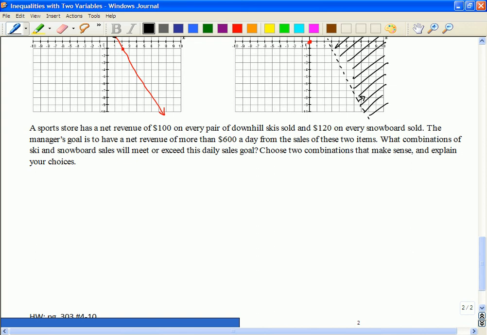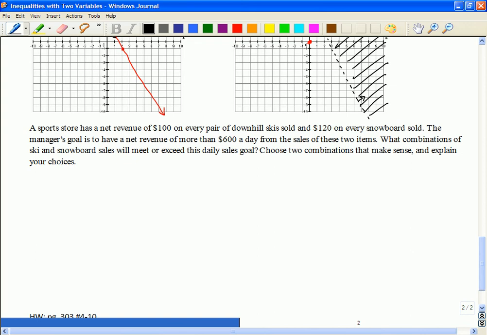Okay, so last thing we want to do is take a look at this problem here. It says a sports store. We're almost there, gang. We're almost there. A sports store has a net revenue of $100 on every pair of downhill skis and $120 on every snowboard. The manager's goal is to have revenue of more than $600 a day from the sale of these two items. What combinations will meet this goal?